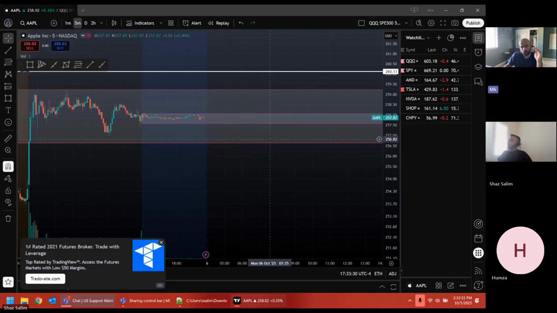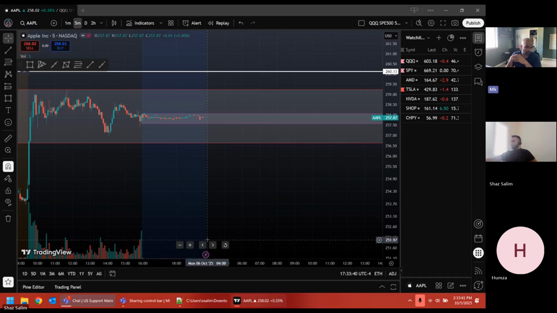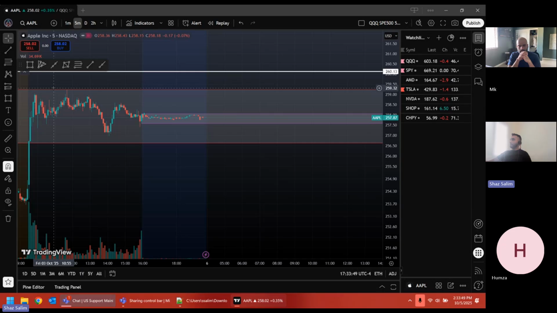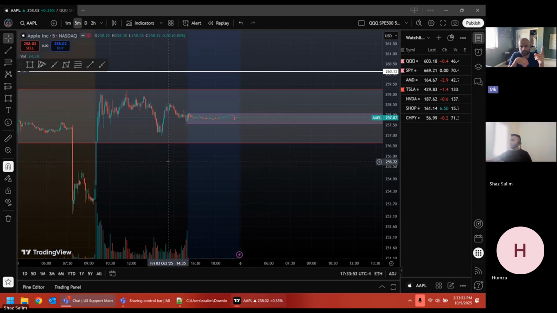But the problem is we're wedged in a range. The range is between 253 and now 257. In between that range, I don't feel comfortable taking either a long or a short because price is just going to chop on the higher time frame. I feel like it's just gonna chop, right? We want to see a break above 260 for longs or a break below 253 for shorts.